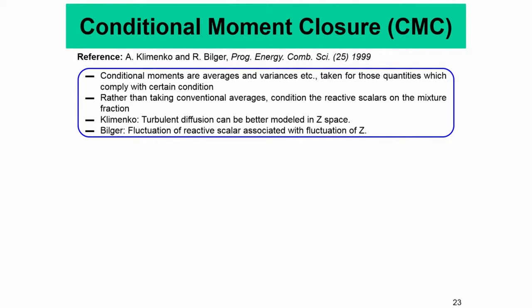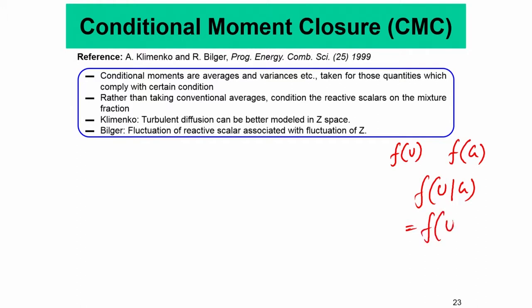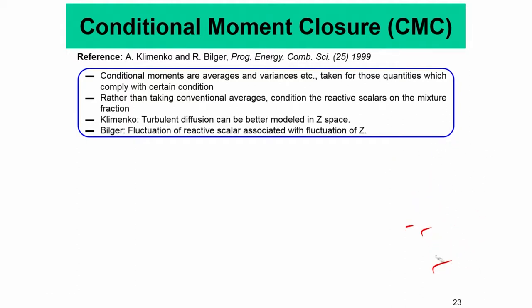So conditional moments, you see, are essentially this, just as we have seen, this is chi given Z. So that is typically a conditional moment. Conditional moments are averages and variances taken from those quantities which comply with a certain condition. Okay, so if the PDF of U is given by FU, and the PDF of, say, some quantity G is given by FG, then the PDF of U given G is essentially the joint PDF of U and G divided by the PDF of G.